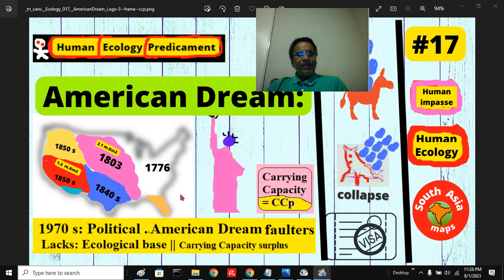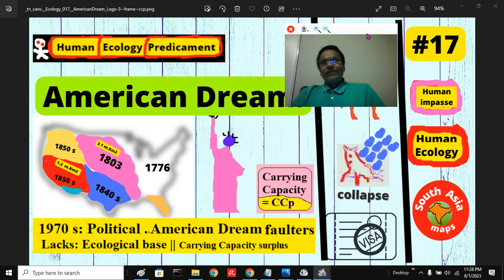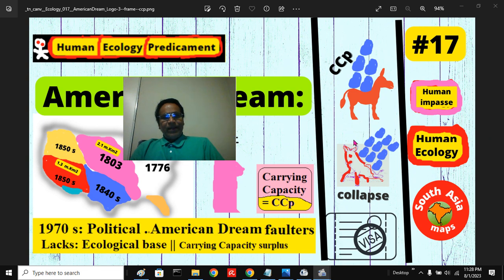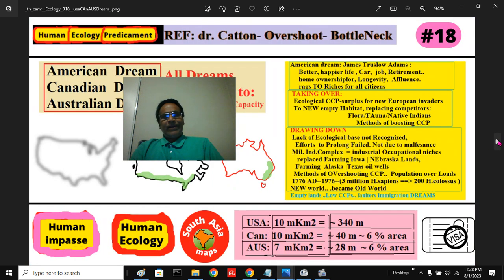The American dream ended after World War II, almost considered to have passed away when Franklin Delano Roosevelt suffered a heart stroke, passed away around April 1945, that is 2 or 3 weeks before the passing away of Hitler and almost the end of the World War. This American dream ended because it lacks the ecological basis of carrying capacity surplus. The land cannot support the ecological load and human load. Carrying capacity has to be permanent. If it can support temporarily, that is a phantom carrying capacity. That's not real carrying capacity.